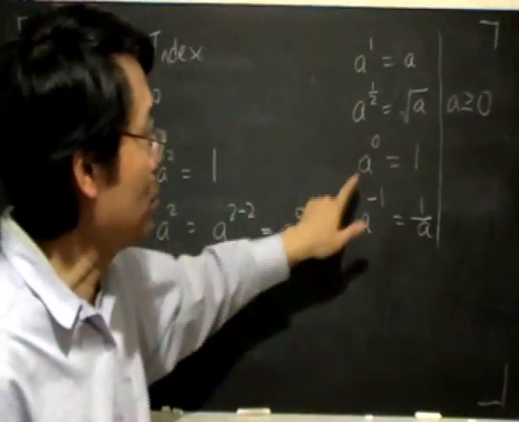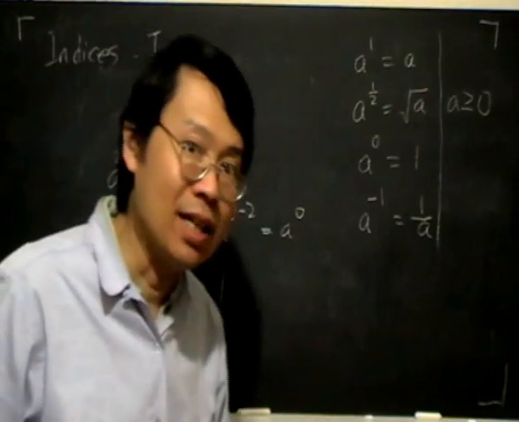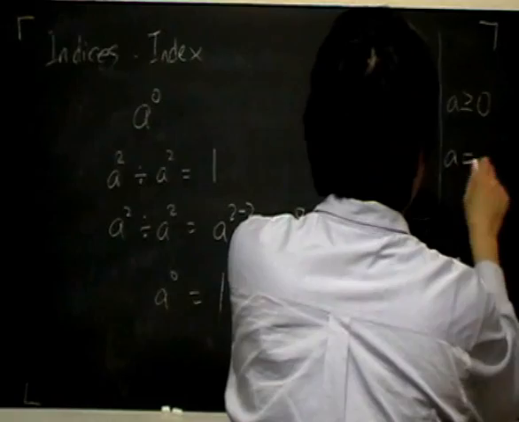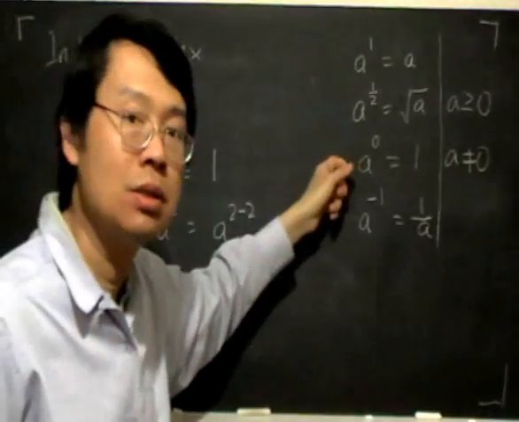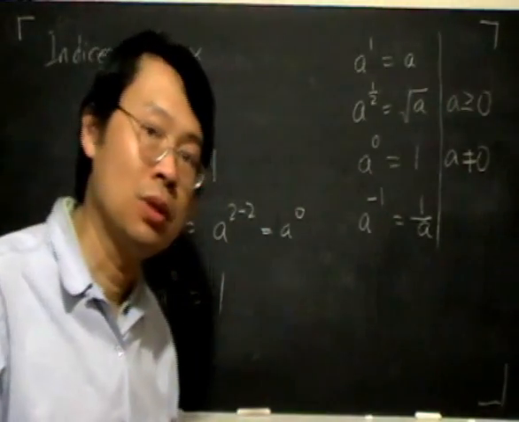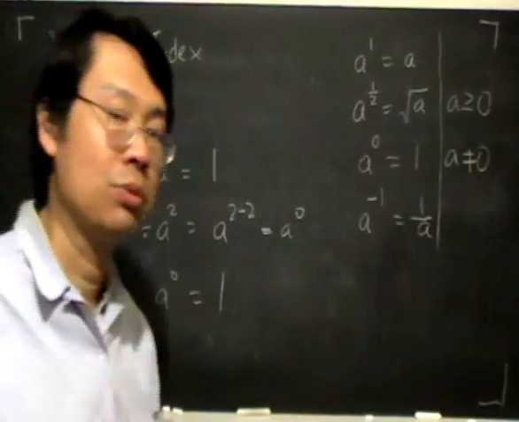In other words, a to the power of 0 will always be equal to 1 for any a except 0. So a can't be 0 for this to work. Alright, that means that 0 to the power of 0 is undefined. We must remember that.